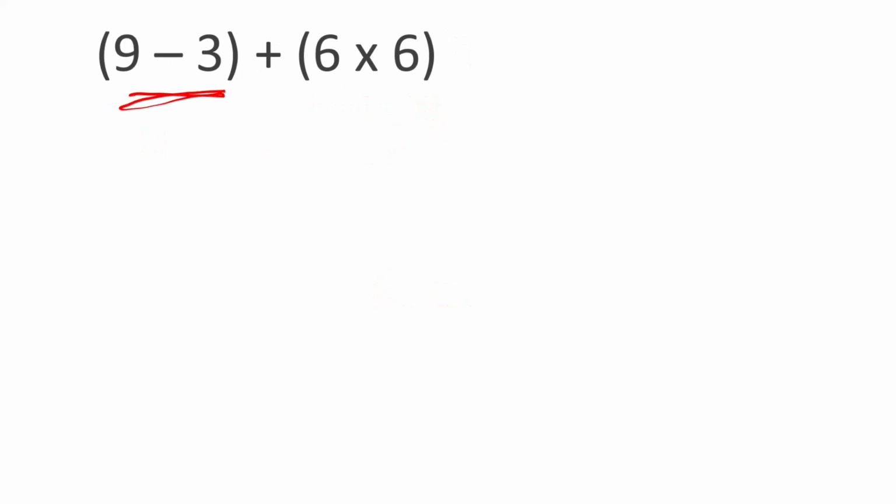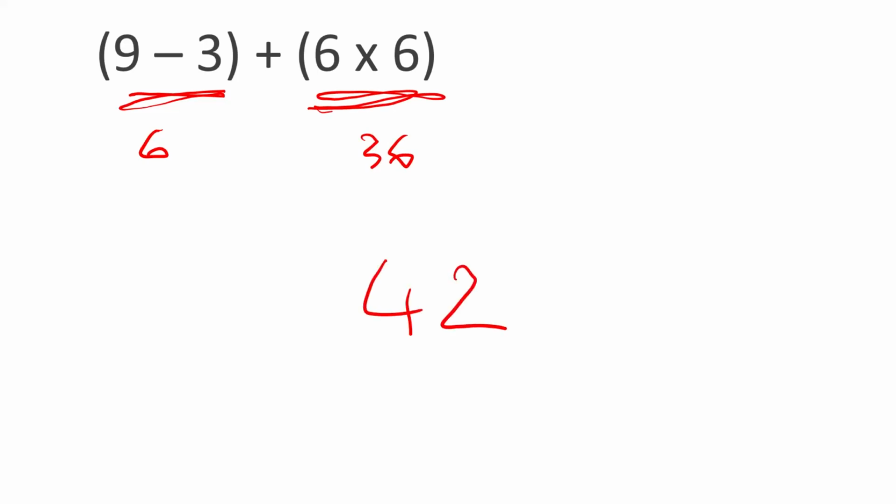9 minus 3 plus 6 by 6. 9 minus 3 is 6. 6 by 6 is 36. 6 plus 36. Final answer, 42.